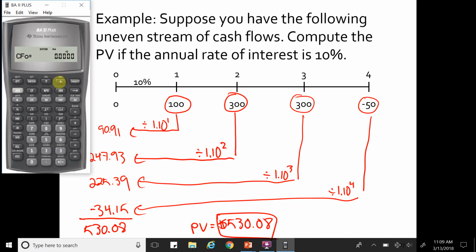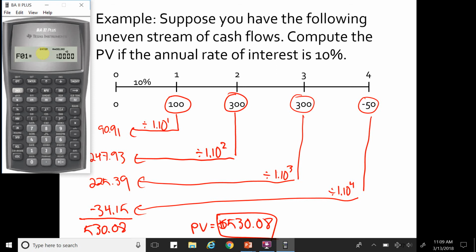Then we're going to hit our down arrow. And you see next it's asking for C01. Our cash flow at time 1 is 100, so we can hit enter. And then you see F01 here. We're going to leave that as it is. We're going to leave it at 1.